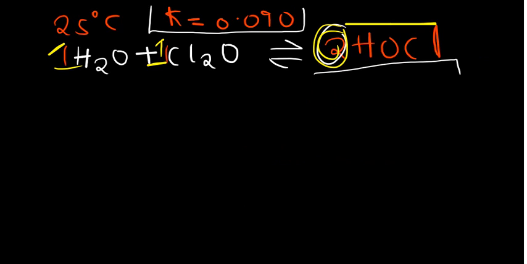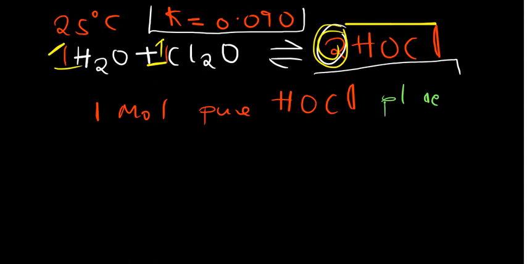Okay, the second part of the question is very interesting. It says we have one more. So in this case, we've been given the products. This is now placed in a 2-liter container. You have one more mole of that, and then you place it in a 2-liter flask. What do you need to do there?